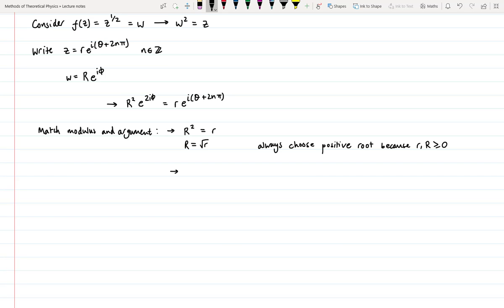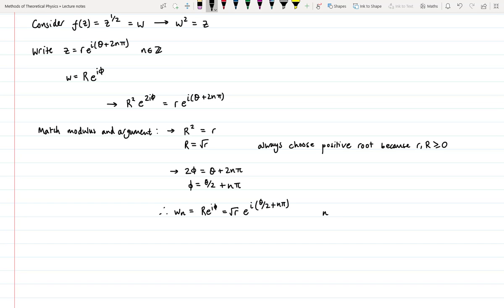Next, we can match the arguments of the left and right hand sides. On the left we have 2 phi, and on the right we have theta plus 2n pi, where we know that n is an integer. And this means that phi is theta over 2 plus n pi. We therefore have that the complex number w, we're now going to label with a subscript n, is given by capital R e to the i phi, which we have now shown is the square root of the modulus of z times e to the i theta over 2 plus n pi.